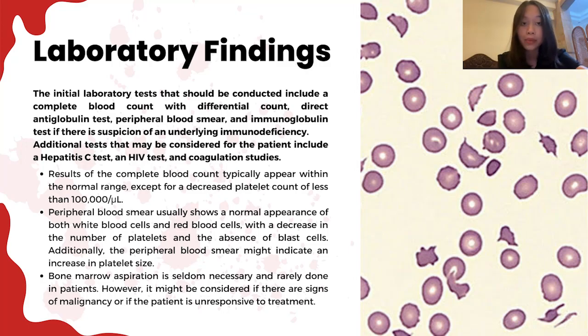In patients with immune thrombocytopenic purpura, the result of the complete blood count typically appears within the normal range, except for a decreased platelet count of less than 100,000 per microliter. Peripheral blood smear usually shows a normal appearance of both white blood cells and red blood cells, a decrease in the number of platelets, and the absence of blast cells. Additionally, the peripheral blood smear might indicate an increase in platelet size. Any unusual findings in the peripheral blood smear could indicate that the thrombocytopenia is caused by other underlying conditions.